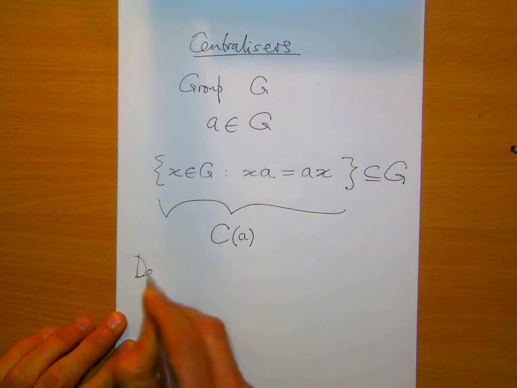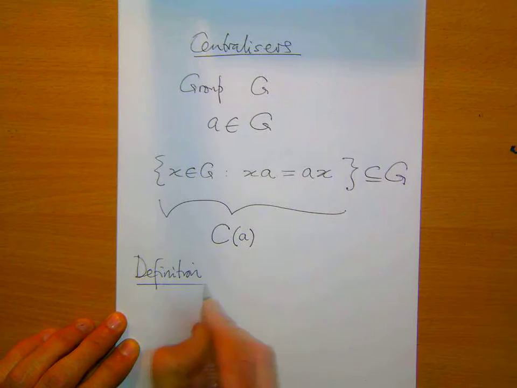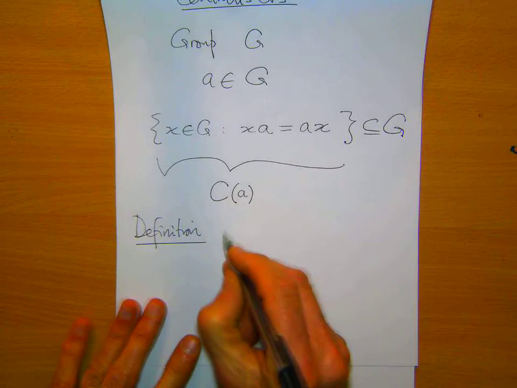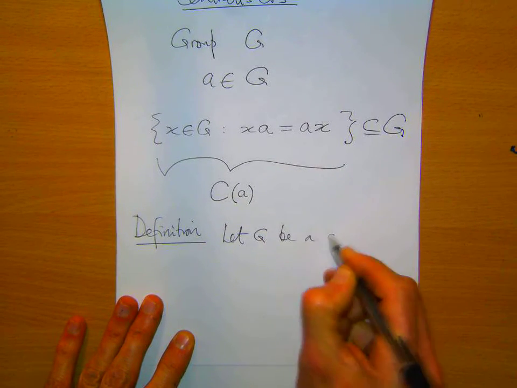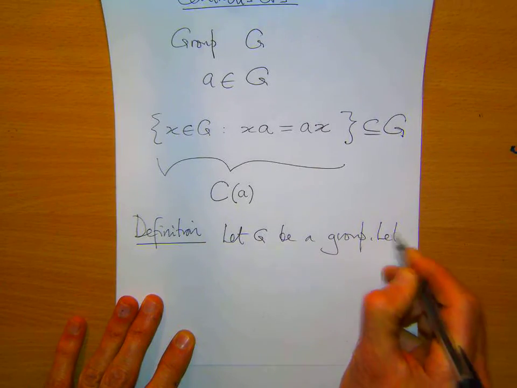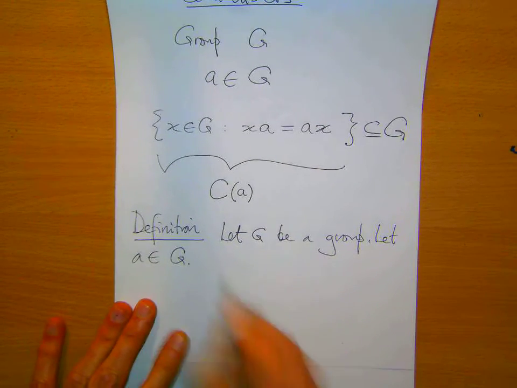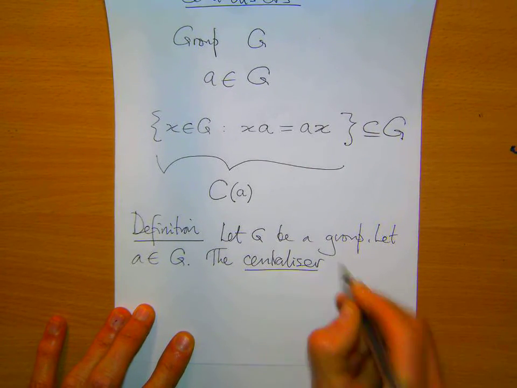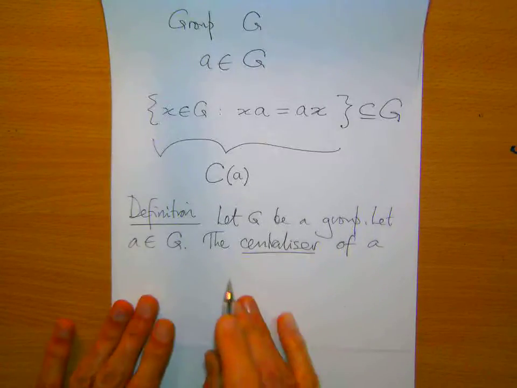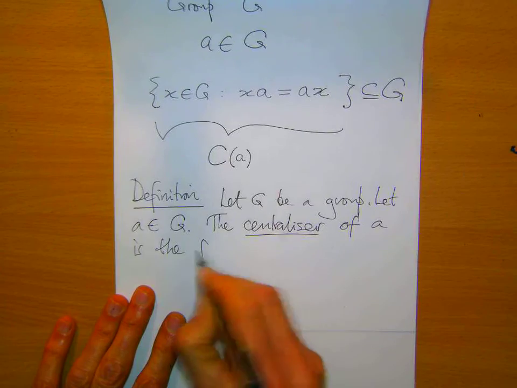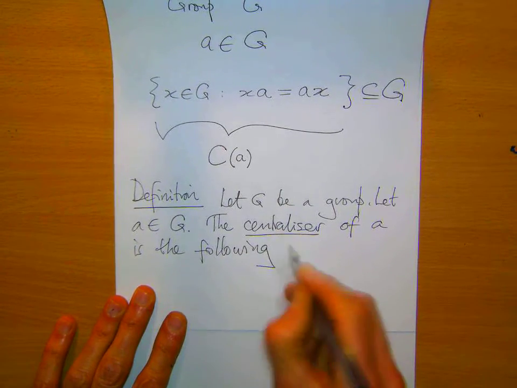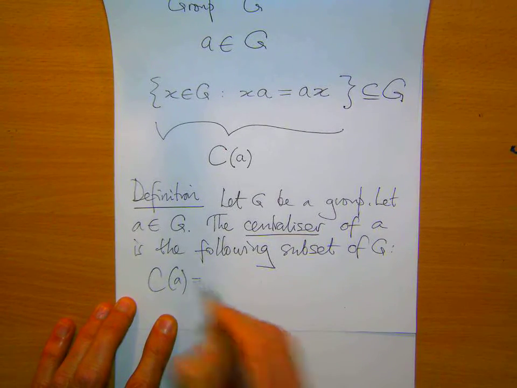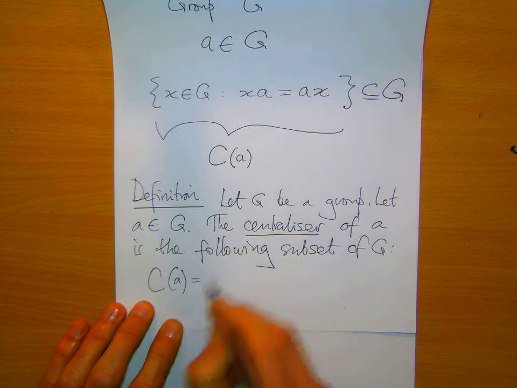So let's write down this as a definition, which isn't going to say much more than I've just said. So let G be a group. Let A be in G. So the centralizer of A is what I've just written down. So it's the following subset of G. So I'm already in the definition, I'm defining this notation as well.